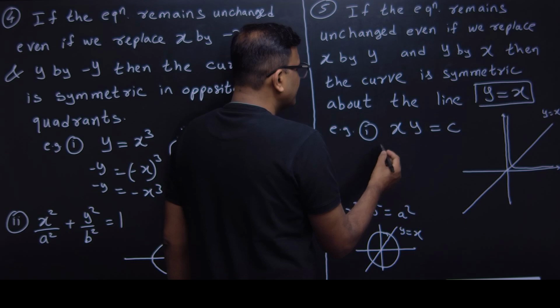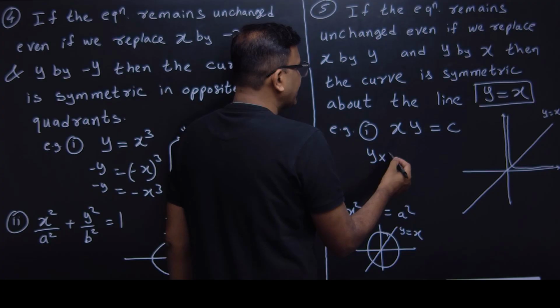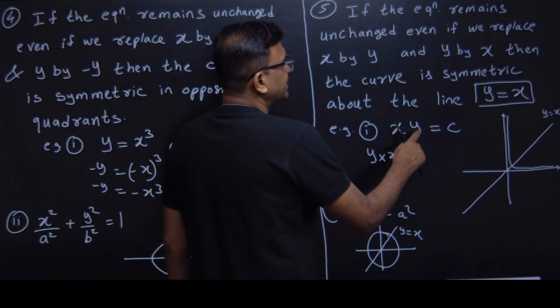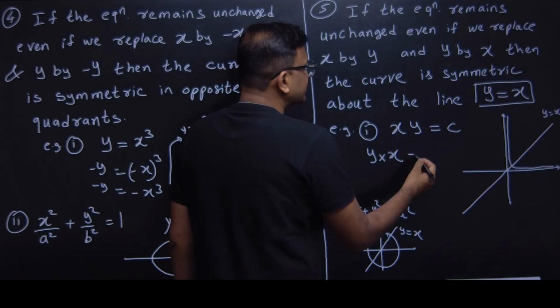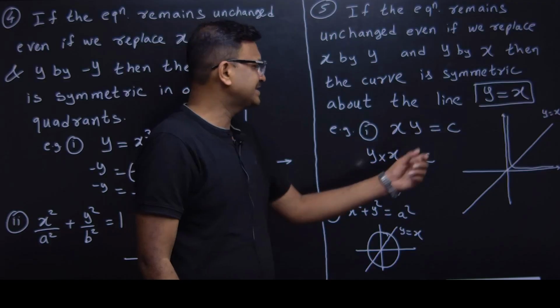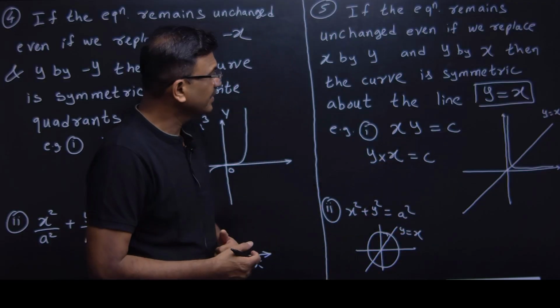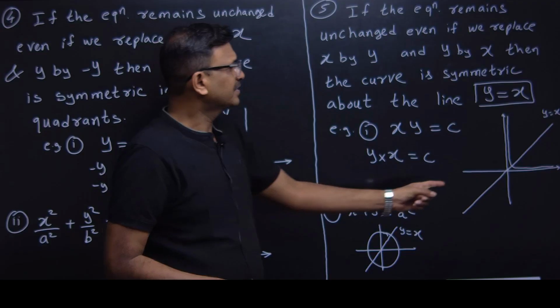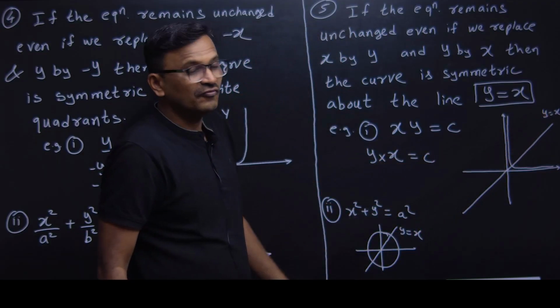So if we replace x by y, in place of x I am writing y, and in place of y I am writing x. So that equation x into y is c now becomes y into x is equal to c. The equation does not change, it remains same. X into y is c is same as y into x is c. So according to this rule, the curve is symmetric about the line y is equal to x.